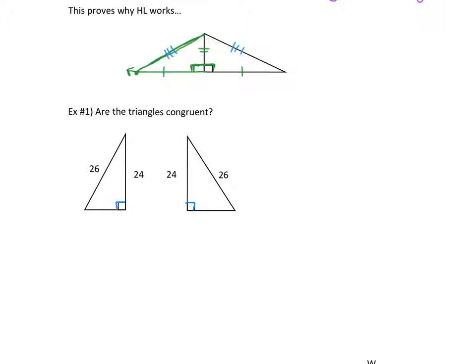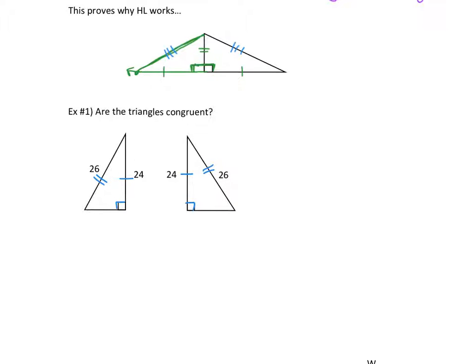We need congruent corresponding legs. Do we have that? Which ones? The 24, right, are our legs. Those are congruent because they're both a length of 24. And we need congruent hypotenuses. Do we have that? Yes, the one across from the right angle is the hypotenuse.